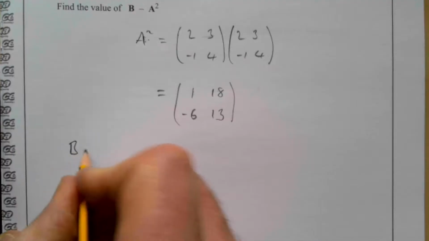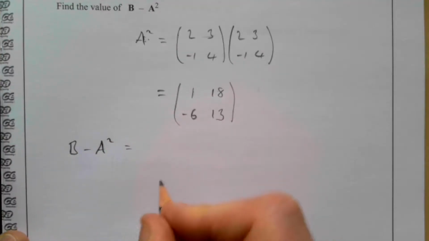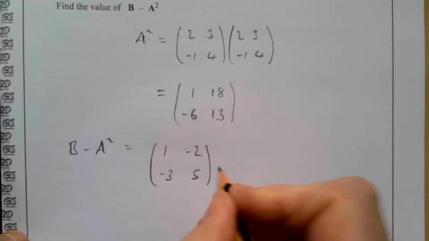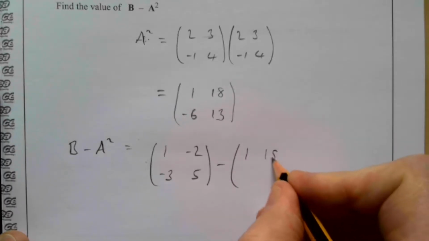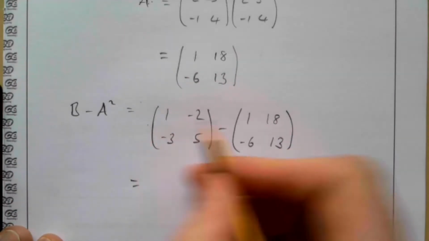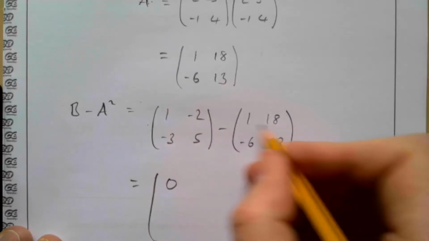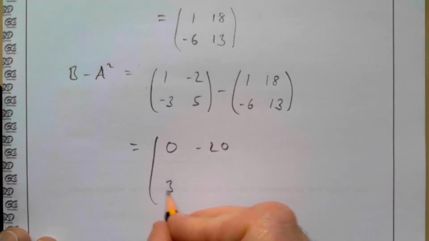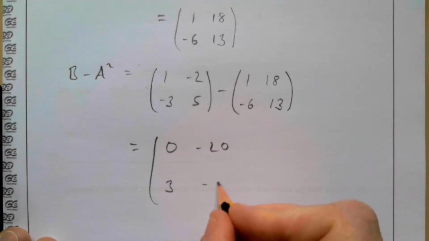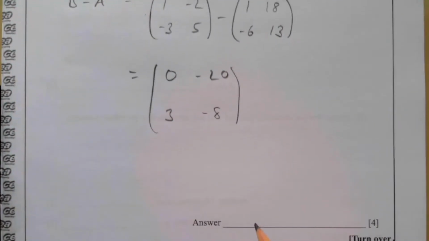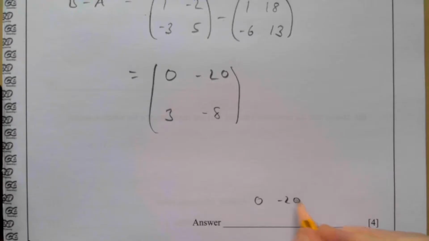So our B minus A squared is going to equal (1, minus 2; minus 3, 5) subtract (1, 18; minus 6, 13). The result is 1 take away 1 is 0, minus 2 take away 18 is minus 20, minus 3 minus minus 6 is 3, and then 5 take away 13 is minus 8. So just put our answer down where it says answer: 0, minus 20, 3, minus 8.